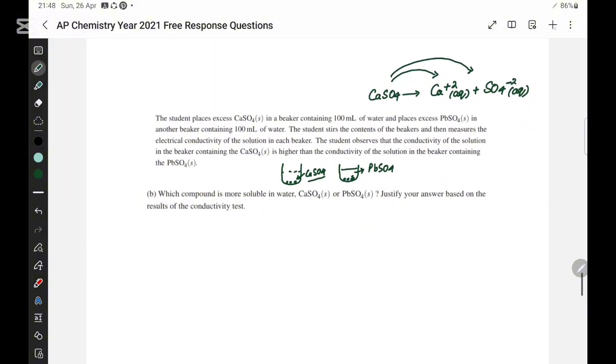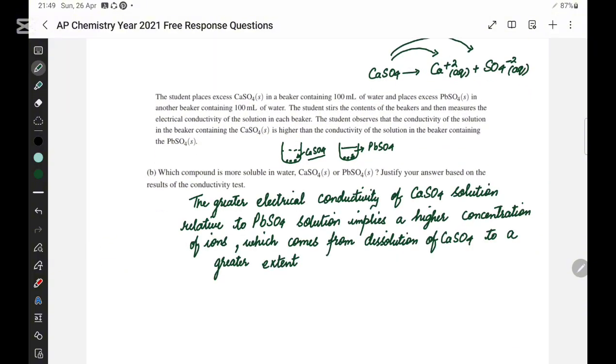So how am I going to write it? This is going to be the right explanation: the greater electrical conductivity of calcium sulfate solution relative to lead sulfate solution implies that a higher concentration of ions, which comes from the dissolution of calcium sulfate, is to a greater extent. That means calcium sulfate is dissolved more in water and converted into ions more. So there is a higher concentration of ions when calcium sulfate is dissolved in a beaker compared to lead sulfate. So lead sulfate is going to have lower solubility.